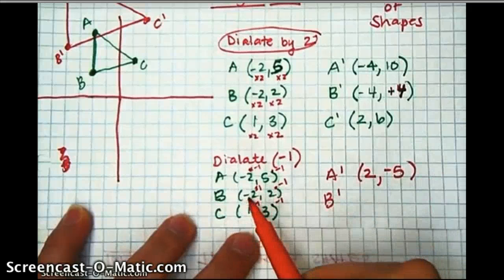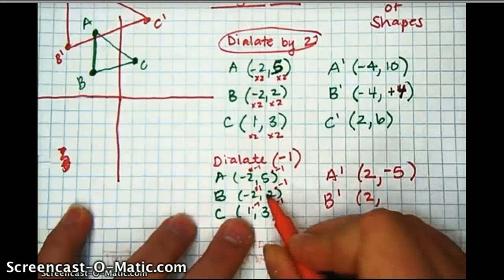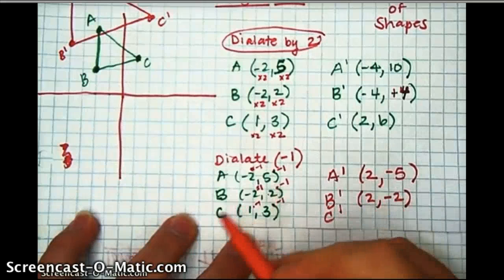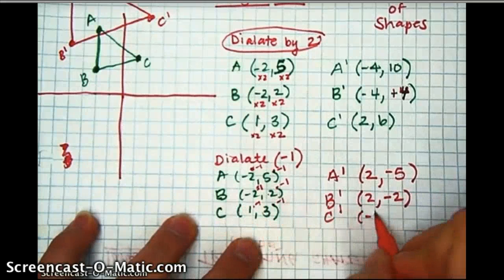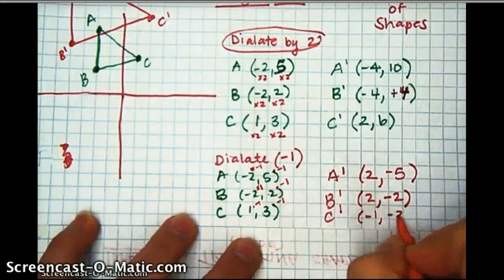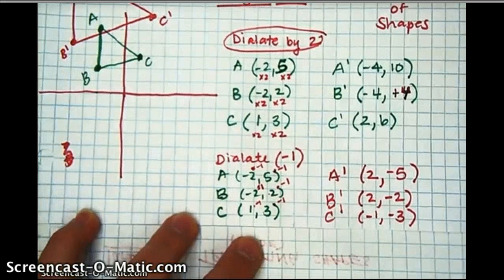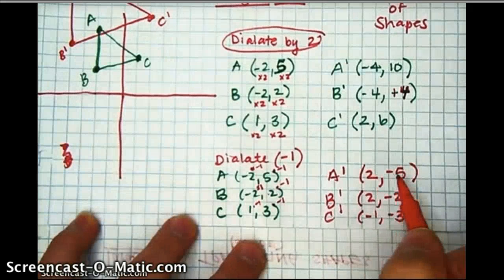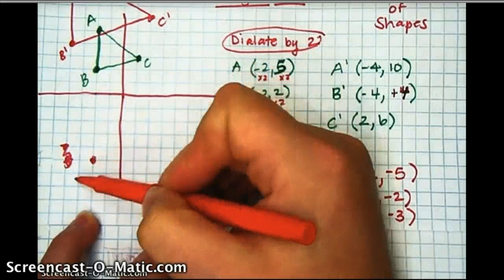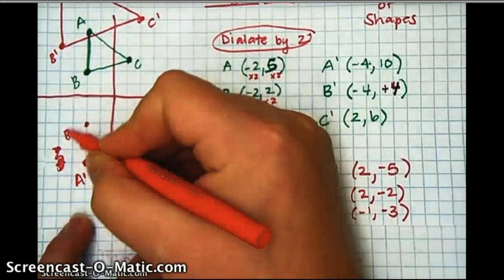What about B? Negative 2 times a negative 1 is a positive 2, and 2 times a negative 1 is a negative 2. And our new C is going to be 1 times a negative 1, which is a negative 1, and 3 times a negative 1, which is a negative 3. Let's see what happens when we plot that. So 2, negative 5: 1, 2, 3, 4, 5. That's our new A. 2, negative 2, that's our new B.